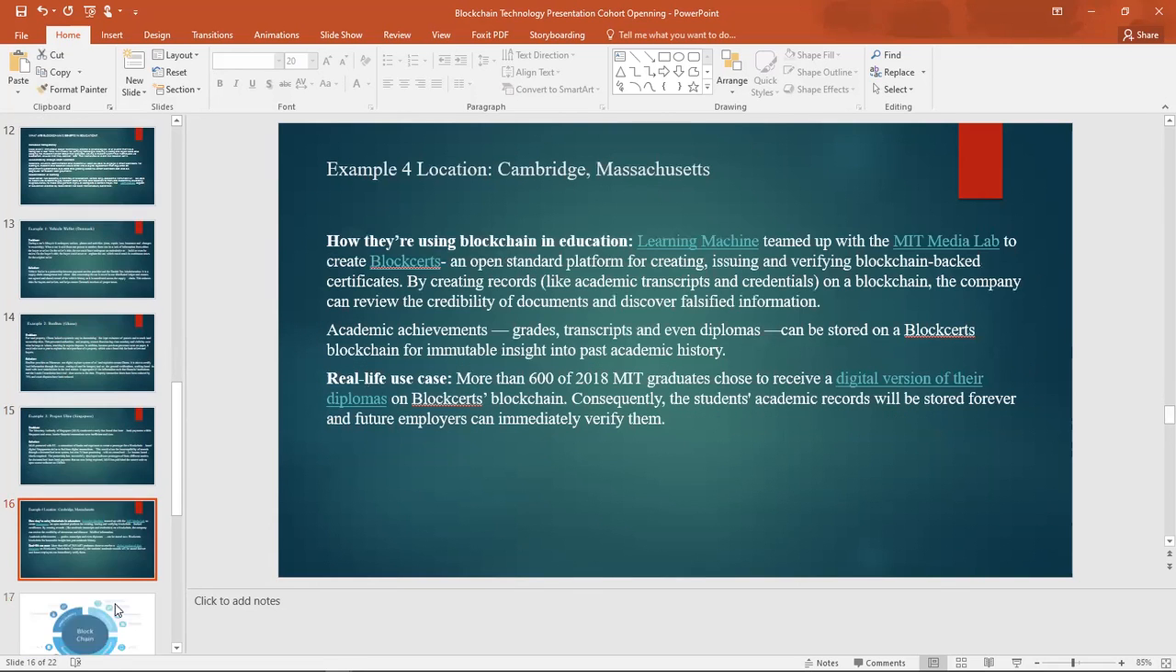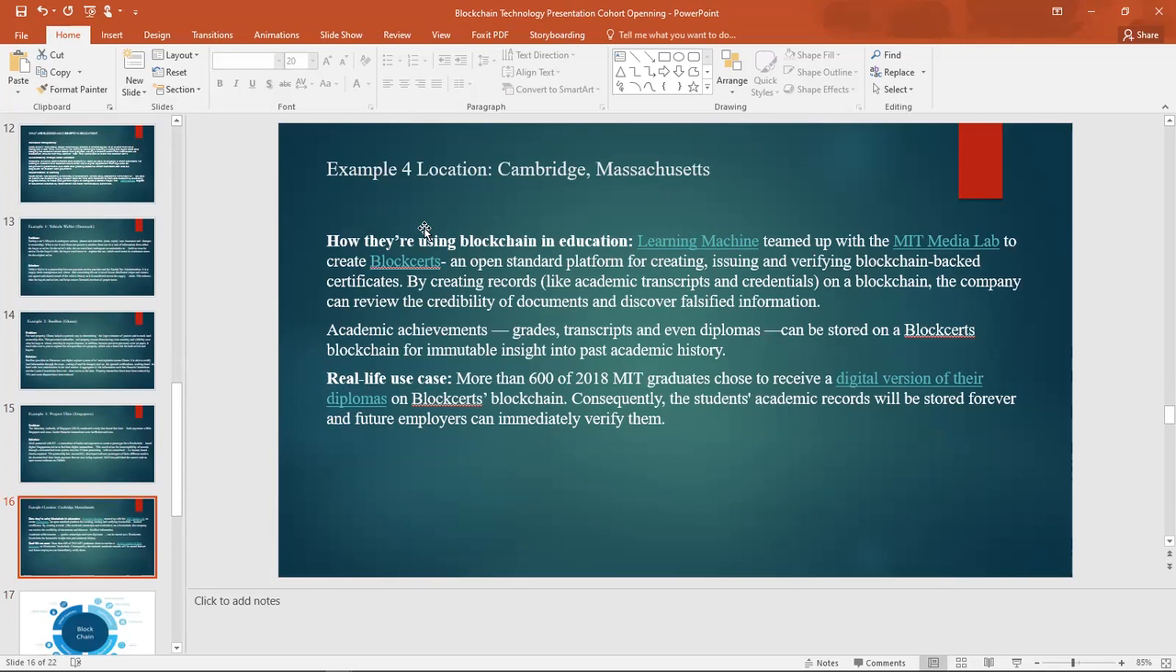Yeah. So lastly, this is an example of how blockchain is being used in education. The location is Cambridge, Massachusetts. Learning Machine teamed up with MIT Media Lab to create Blockcerts. Blockcerts is short for blockchain certificates, an open standard platform for creating, issuing, and verifying blockchain-backed certificates. By creating records like academic transcripts and credentials on a blockchain, the company can review the credibility of documents and discover falsified information. Academic achievements like grades, transcripts, and even diplomas can be stored on a blockchain for immutability.